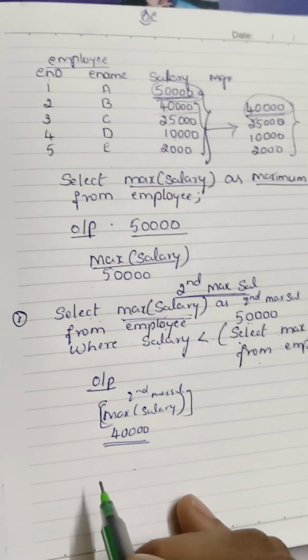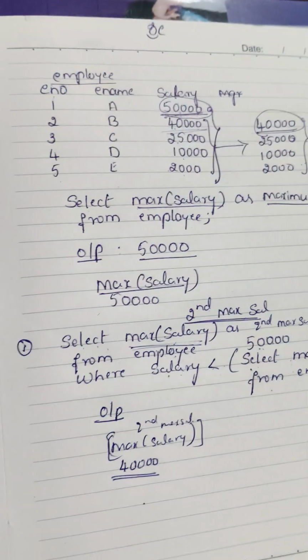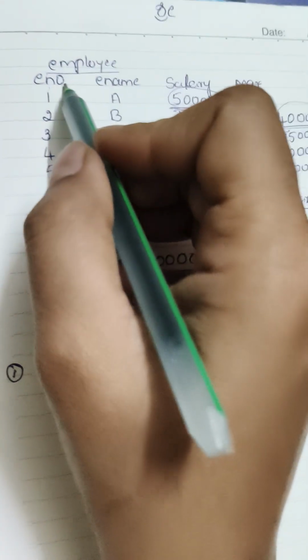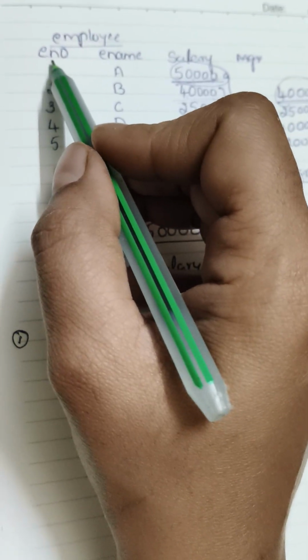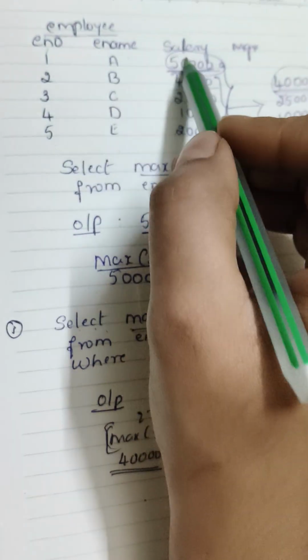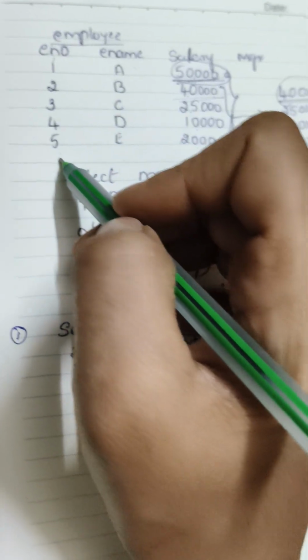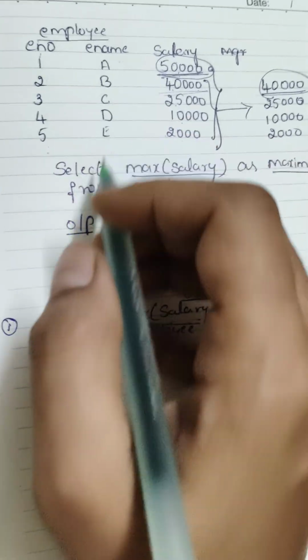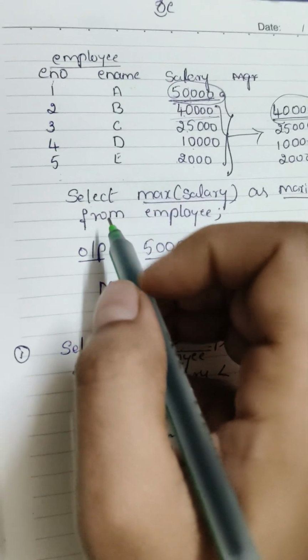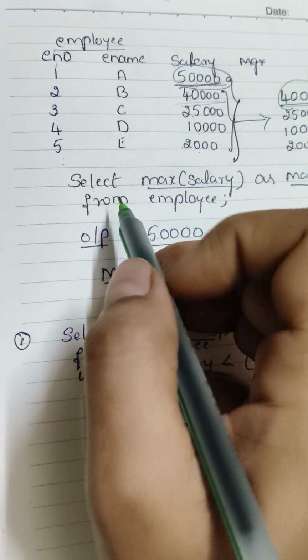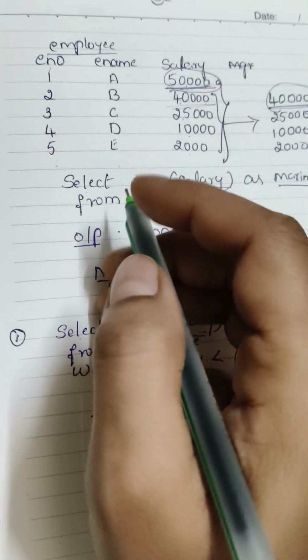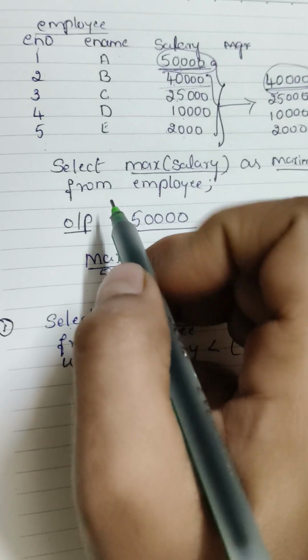So I will explain this once again. The first thing is to consider any table. I considered one simple table. That table contains employee number, employee name and salary as attributes. I inserted 5 rows, and all these rows are unique. Now the question is to find out the second maximum salary. So write a query to find out the second maximum salary.